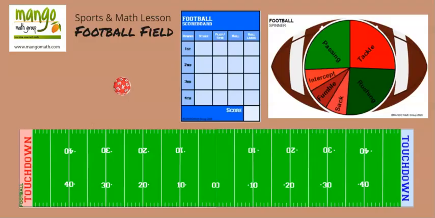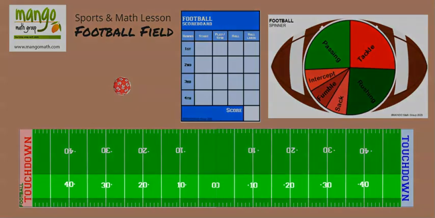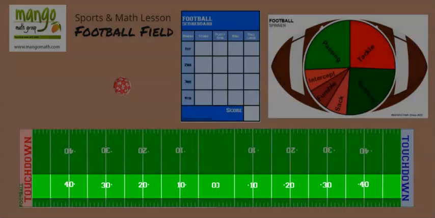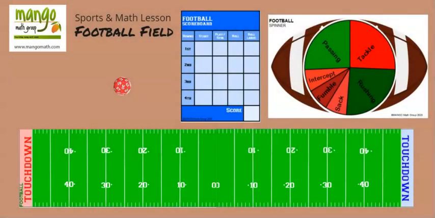In this game, we are using a football field like a number line. Traditionally, the middle of the football field is the 50-yard line. In our case, we're going to use that as a 0, and we are going to be going into decreasing numbers and increasing numbers based on which direction the ball goes. And that is based off of our spinner.